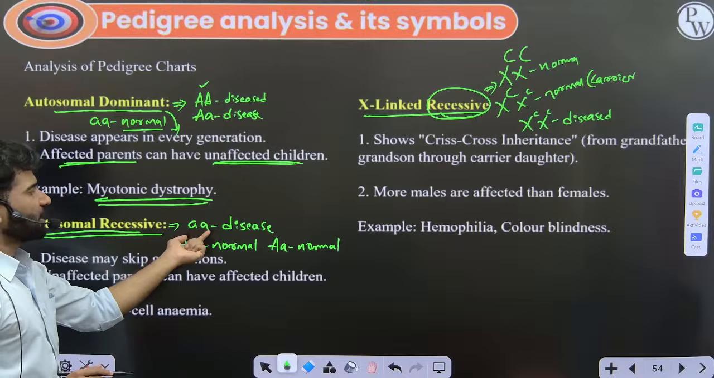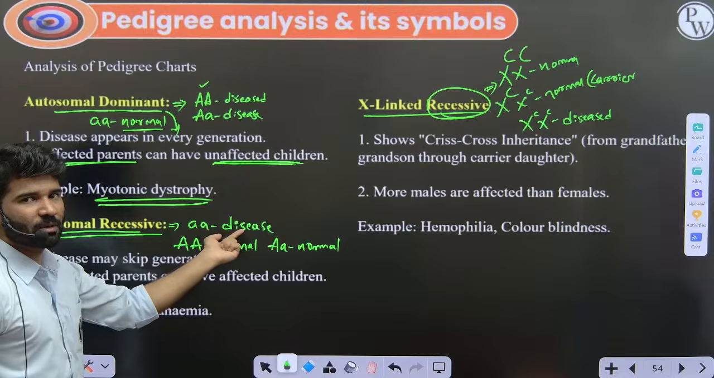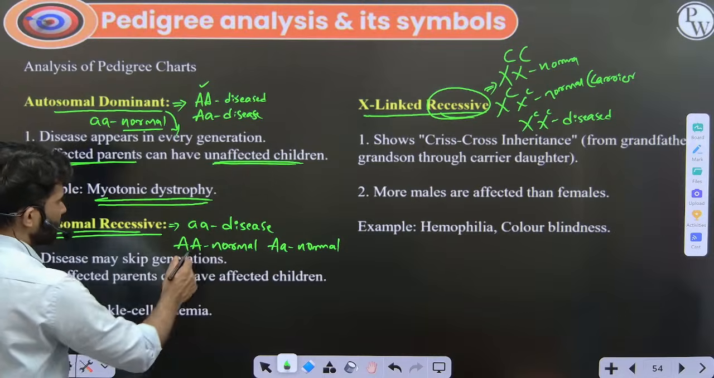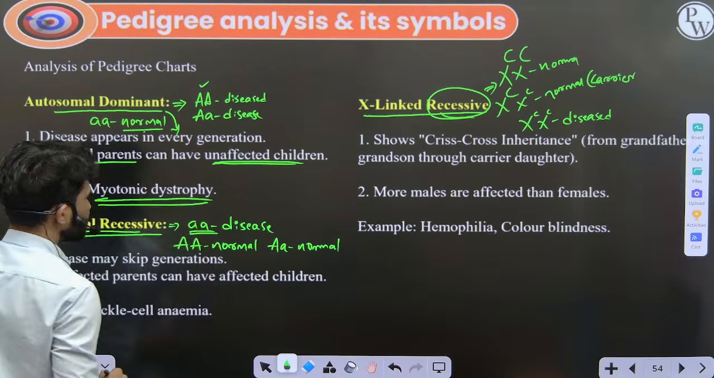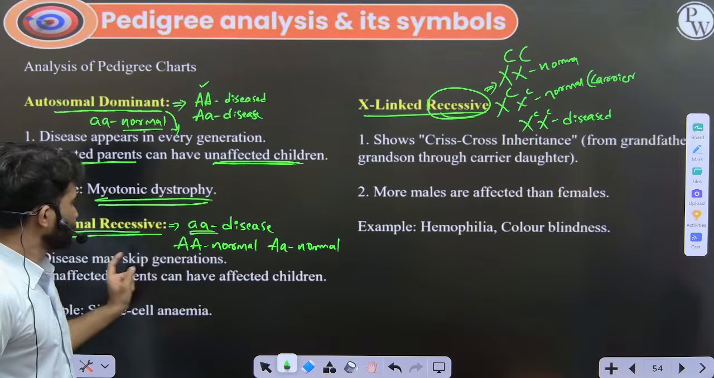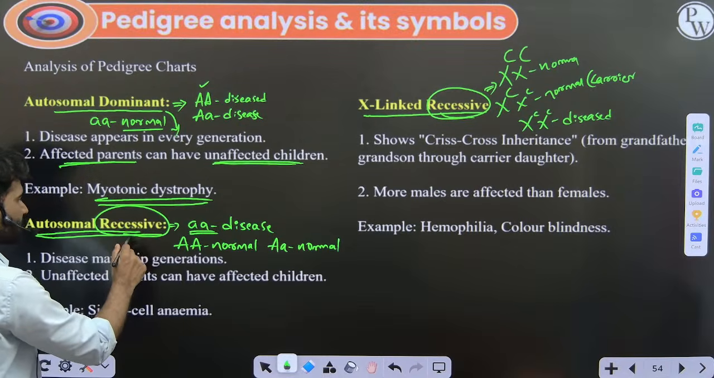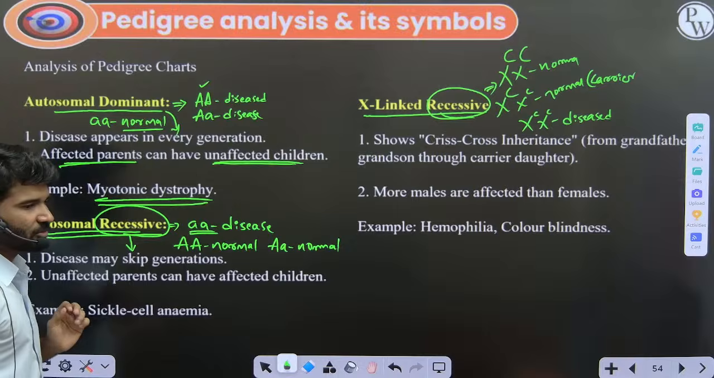That means it only appears if the individual has recessive genes for the character. Only in a recessive condition will it appear, even if one dominant gene is present, that is normal. Right? So here it is. As it is recessive, there is a skip of generation.